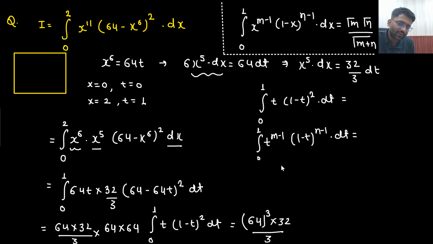So m minus 1 equals 1, that means m equals 2, and n minus 1 equals 2, that means n equals 3. So 2, 3 upon 2 plus 3. So this will be the answer: gamma 2 into gamma 3 upon gamma 2 plus 3.